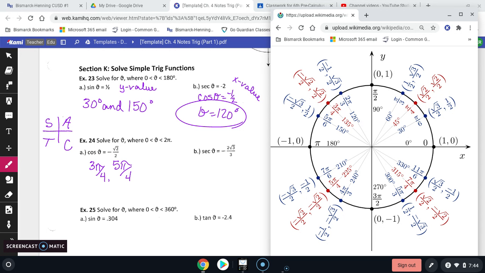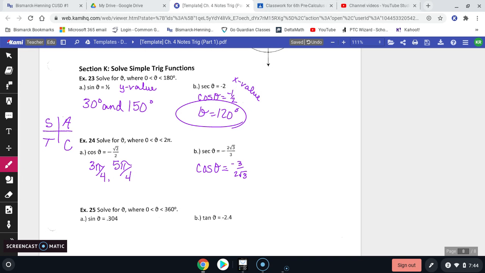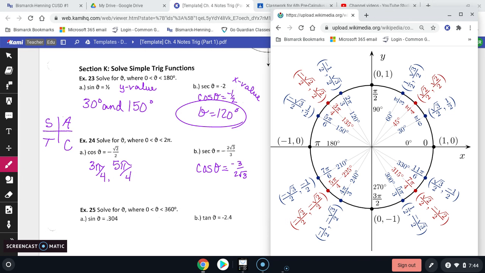Okay, B, secant of theta equals negative 2 root 3 over 3. Okay, so again, I don't have secant on my unit circle, but the reciprocal of secant is cosine. So I'm going to be looking for the cosine and then do the reciprocal. So it's going to be negative 3 over 2 root 3. Okay, well, that you are not going to find on the unit circle. So the secant had to have been rationalized to get that root 3 in the numerator.